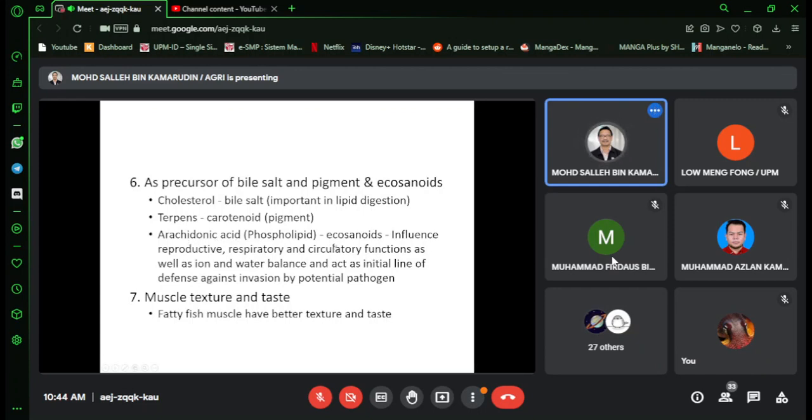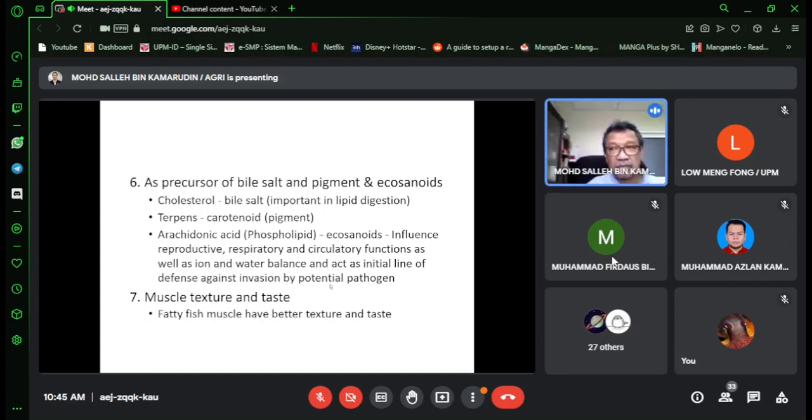Arachidonic acid, phospholipid ni dia penting untuk influence reproductive, respiratory, circulation function, as well as iron and water balance. Ini penting, iron dalam dia juga water balance. And arachidonic acid ini also act as a first line of defense against invasion of potential pathogen.